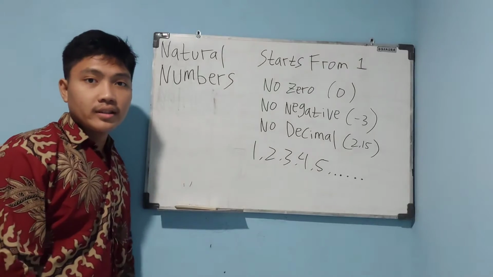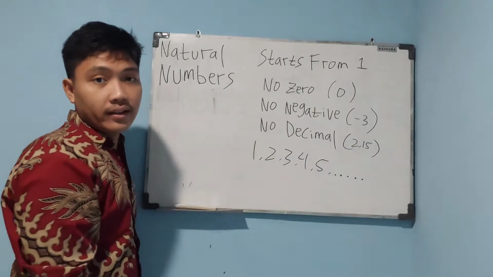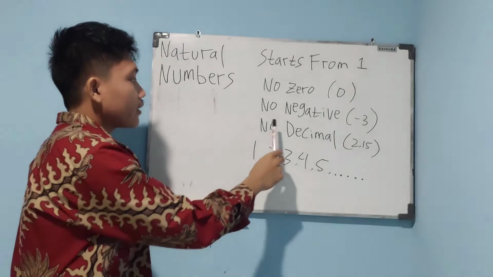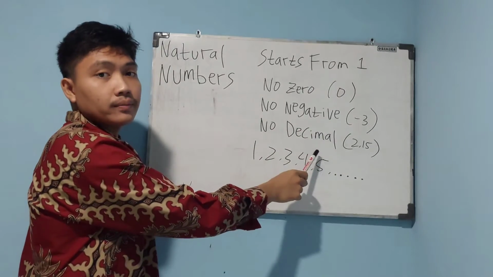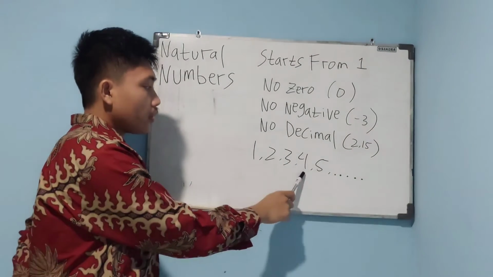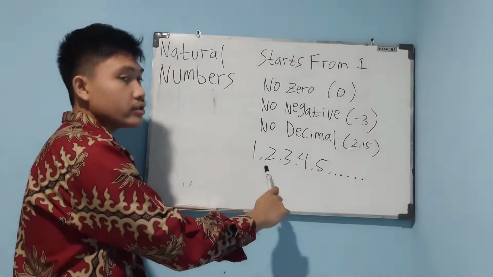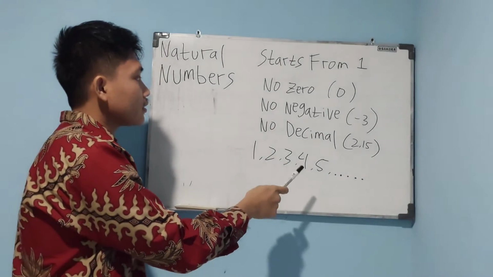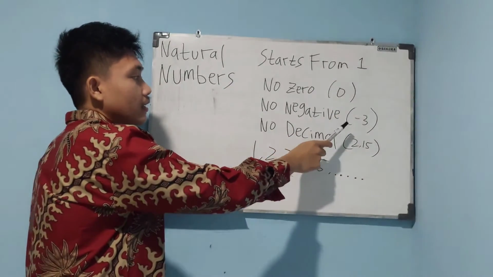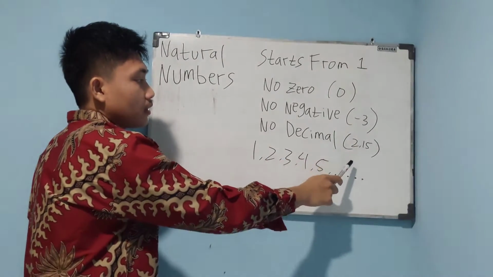Natural numbers are the members of a group that starts from 1. Natural numbers have no zero, no negative, and no decimal. For example, 1, 2, 3, 4, 5, and so on. If you want to write natural numbers, you cannot include zero in it, and no negative like minus, and no decimal in it.